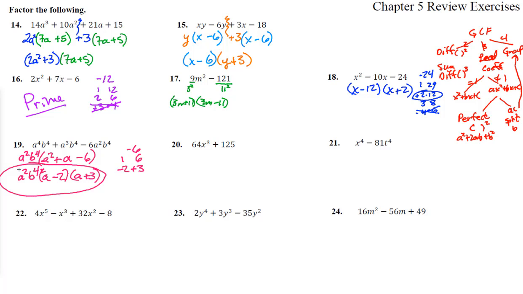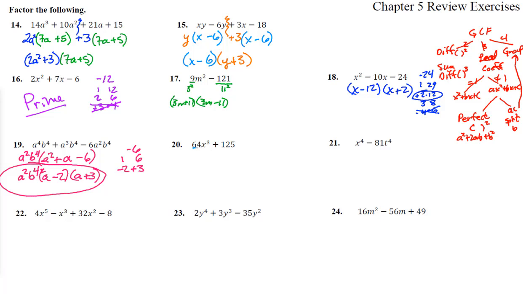All righty. Number 20. 64x cubed plus 125. Is there a greatest common factor between 64 and 125? 5 goes into this, and this has 2s and 4s and 8s and 16. Nope, nothing the same. All right, so we have two terms. So we're looking either for a difference of squares or a sum or difference of cubes. Here's the plus sign that says we are at a sum of something.